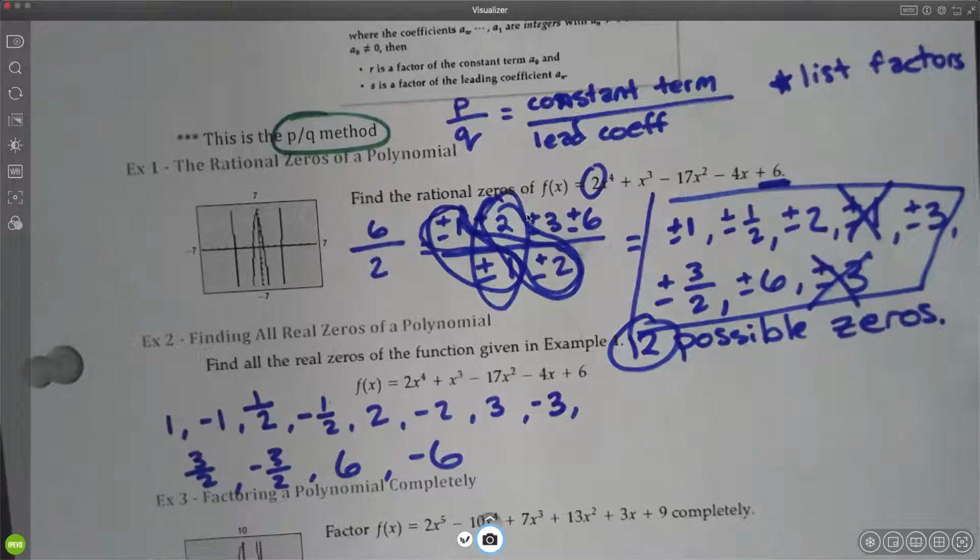Liddell and Caden, you guys have 1/2 and -1/2, where you can plug in 0.5. You guys have 2 and -2. You guys have 3 and -3. You guys have 3 over 2 and -3 over 2. You do 6 and -6. Okay, check each other though. Don't just have one person do it.